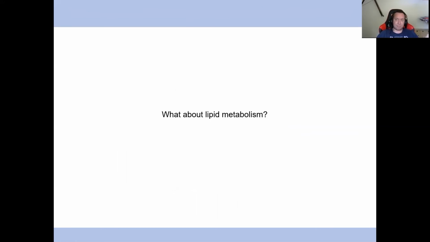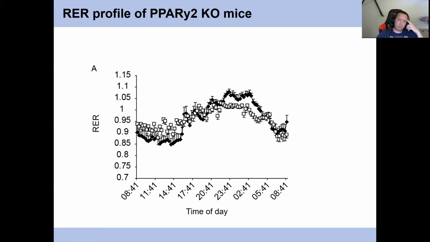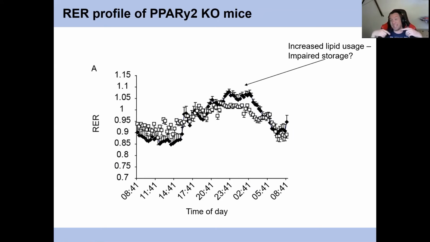So what about lipid metabolism? So if we look at the RER profile of the PPAR gamma-2 mice, we can also see, in addition to this elevated respiratory quotient in the morning, in the middle of the night, when the animals should be using carbohydrate as almost their exclusive fuel source, there's a somewhat lower respiratory quotient. And this could just be a direct effect, increased lipid usage driven by some effect happening in muscle or brown fat, for example. But PPAR gamma-2, in conjunction with PGC, is known to actually promote lipid oxidation. However, what's much more likely, given PPAR gamma-2's role in white adipose tissue, is impaired storage.